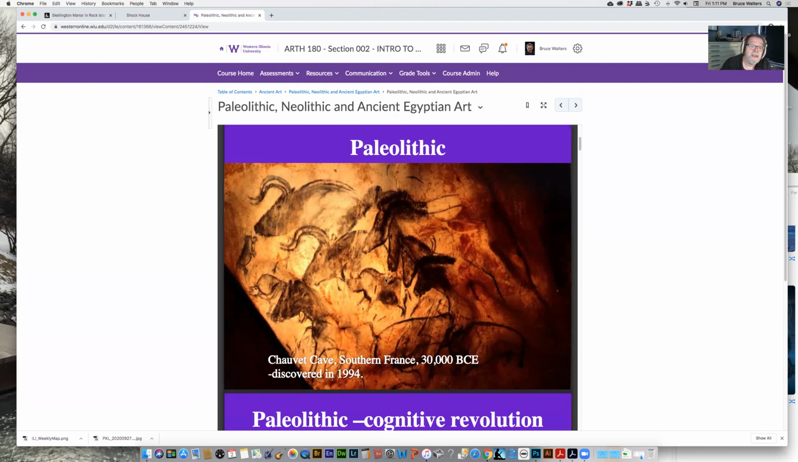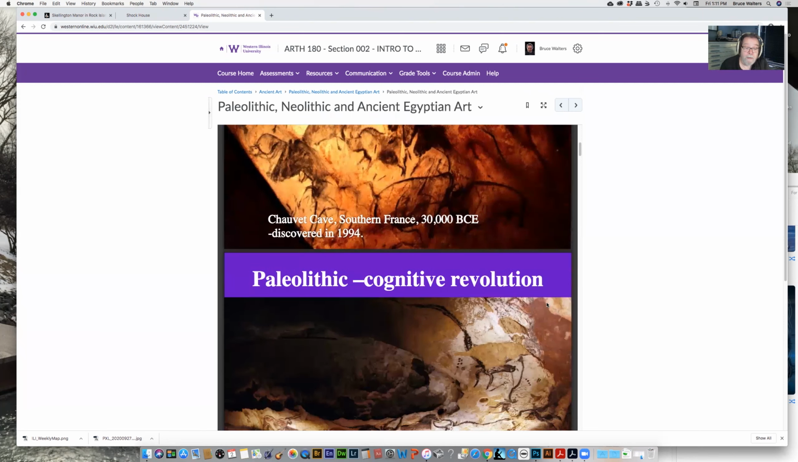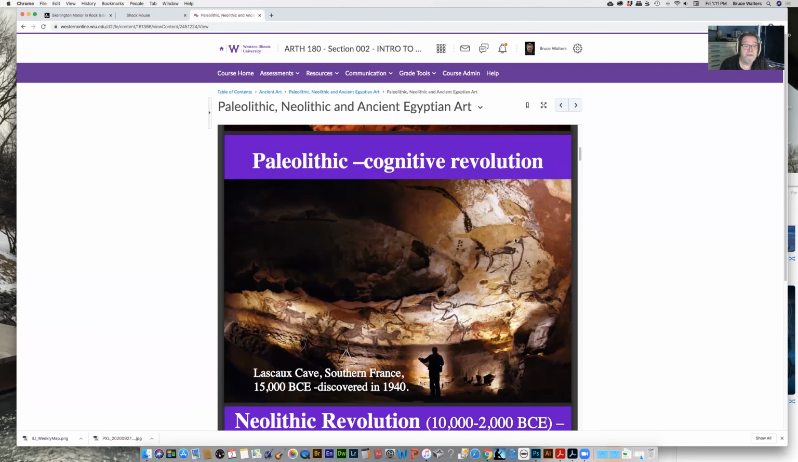So these images were not painted at once. They were painted over a period of time, drawn or painted. And if we look at this image, we see these images are in very large and inaccessible places, deep within the cave. These would have to be painted with artificial lighting.